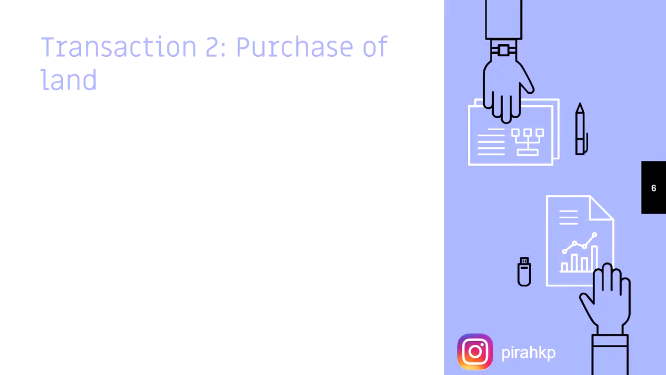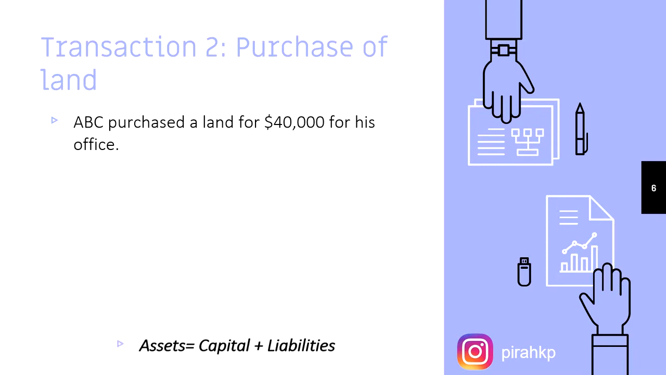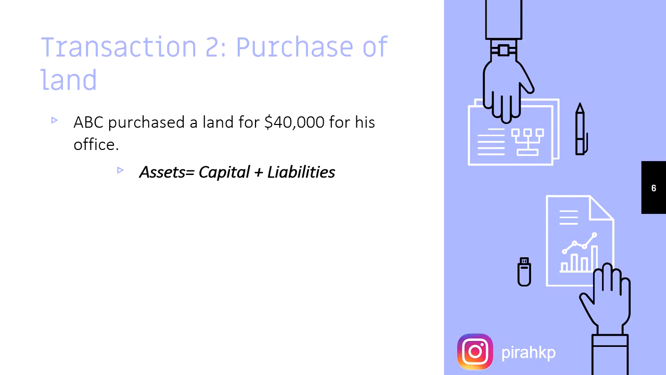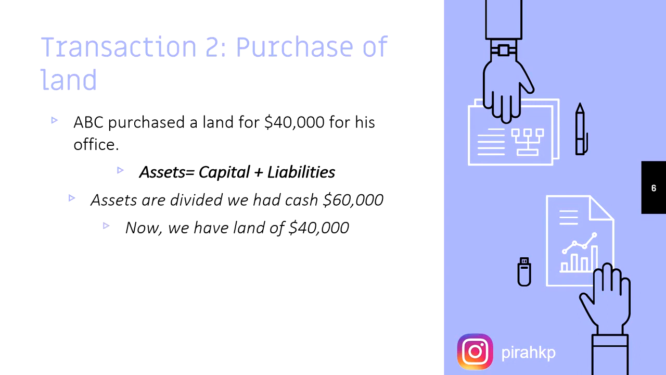Next transaction is purchase of land. ABC purchased a land of $40,000 for his office. Again, there is your accounting equation. Now assets are divided. Alright, see, we had cash, $60,000. Now we bought land. For how much? For $40,000. So what are we going to do? We are going to look at the assets. We will subtract 40,000 from cash and we will add another entry called land for $40,000.